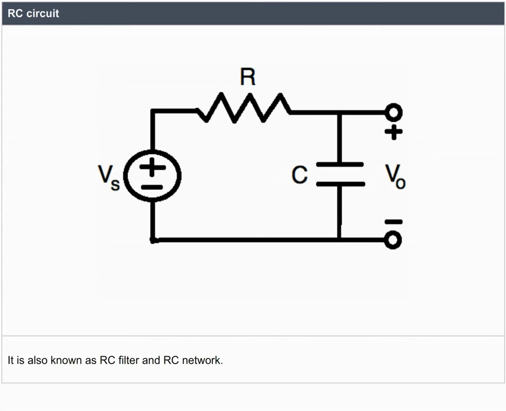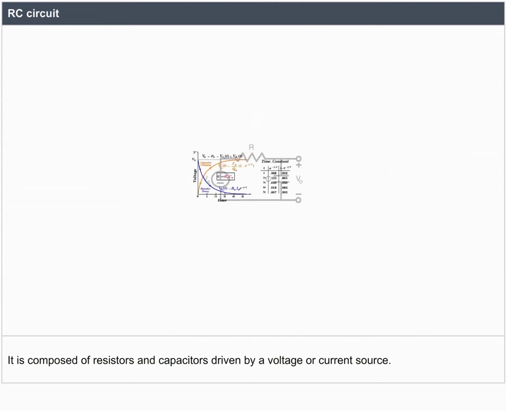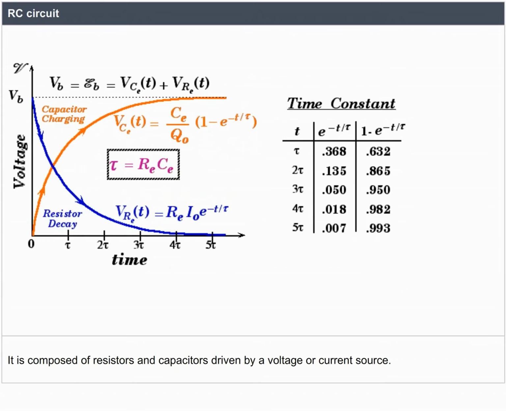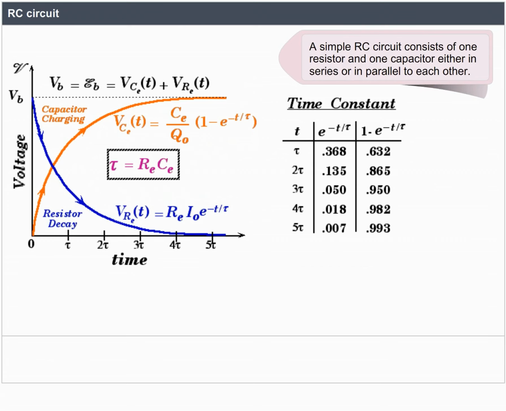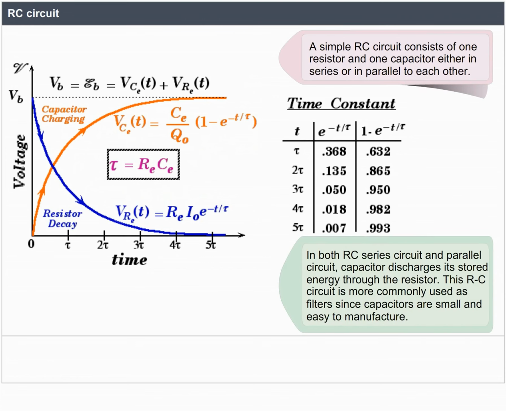RC circuit. It is also known as RC filter and RC network. It is composed of resistors and capacitors driven by a voltage or current source. A simple RC circuit consists of one resistor and one capacitor, either in series or in parallel to each other. In both RC series circuit and parallel circuit, capacitor discharges its stored energy through the resistor. This RC circuit is more commonly used as filters since capacitors are small and easy to manufacture.